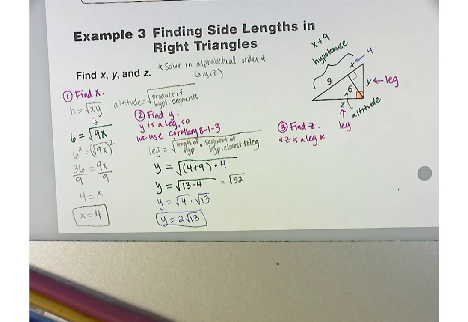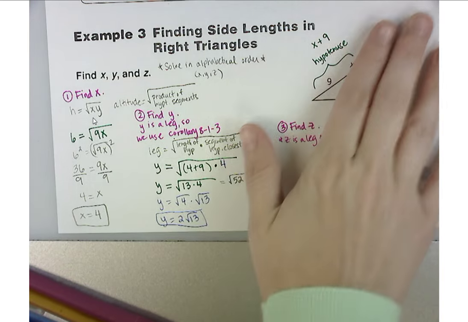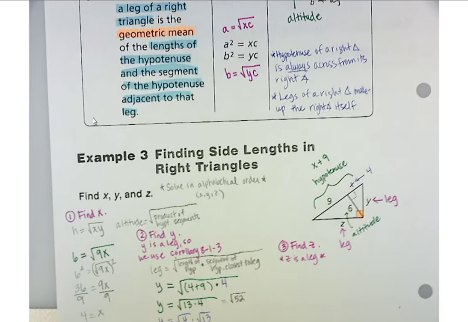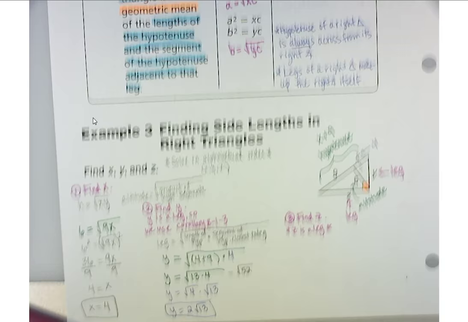I'd rather have you make your mistake now. Okay, so when you set up, if z is a leg, are we using the first equation or the second equation to help us? The second.